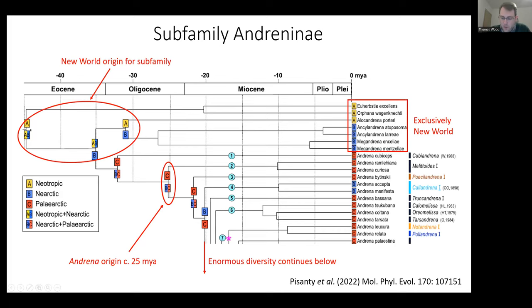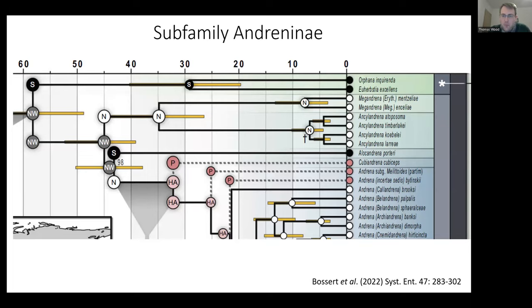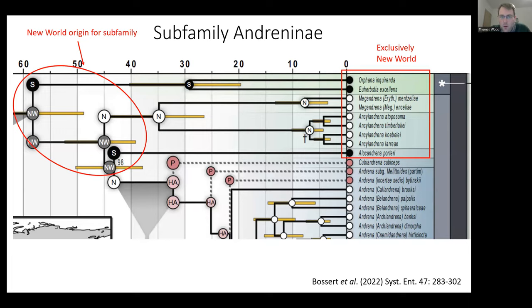This is the phylogeny of Bisanti et al. And then the phylogeny of Bossert et al. found essentially the same thing. We again have a New World origin for the subfamily. We have a collection of exclusively New World genera. The topology is a little bit different, but the conclusion is essentially the same. And again, about 25 million years ago, we have the origin of Andrena splitting off from their sister genus, Cubiandrena.